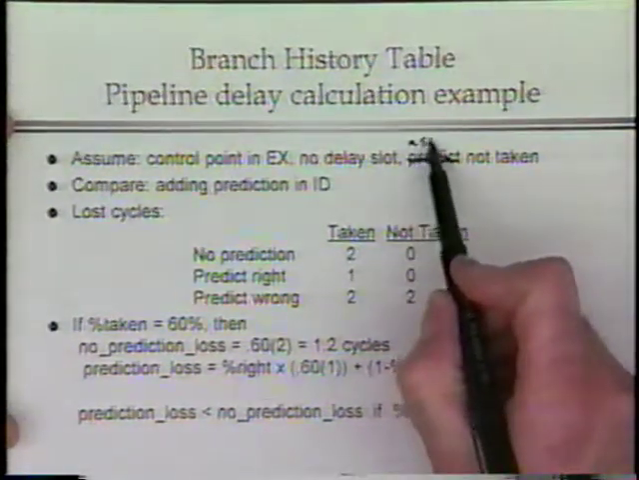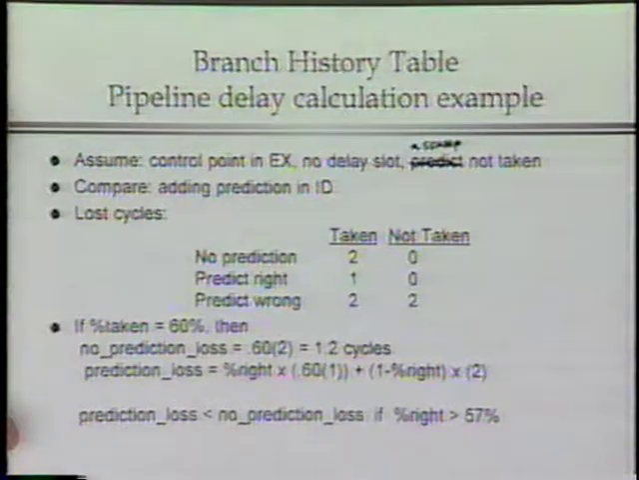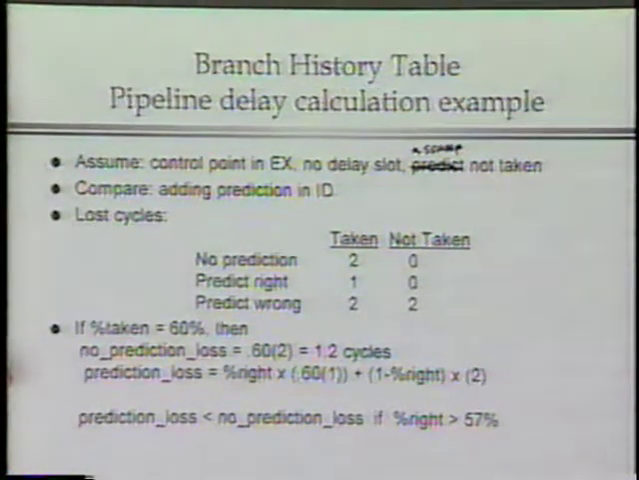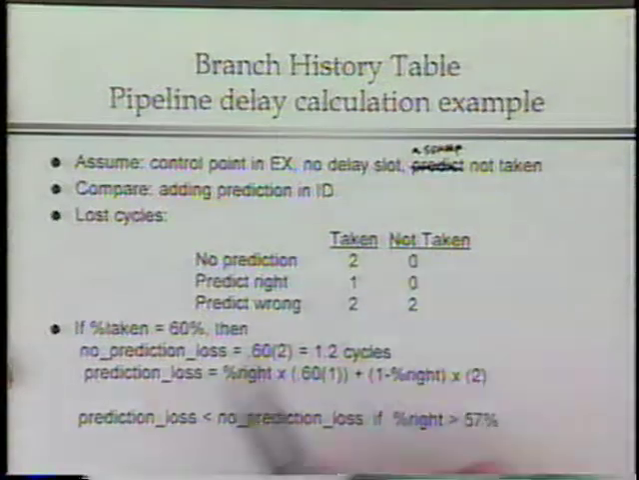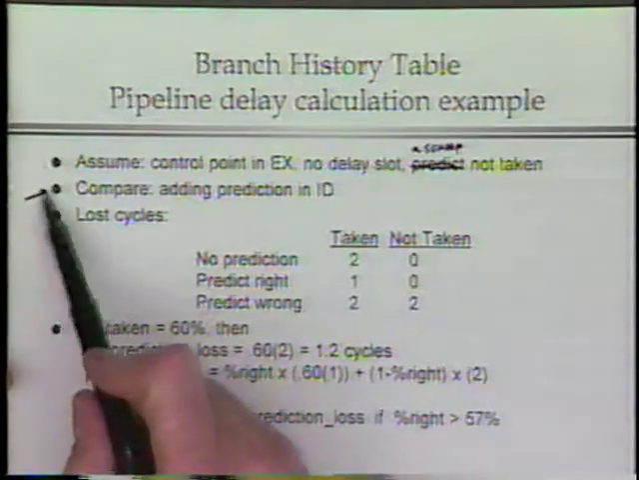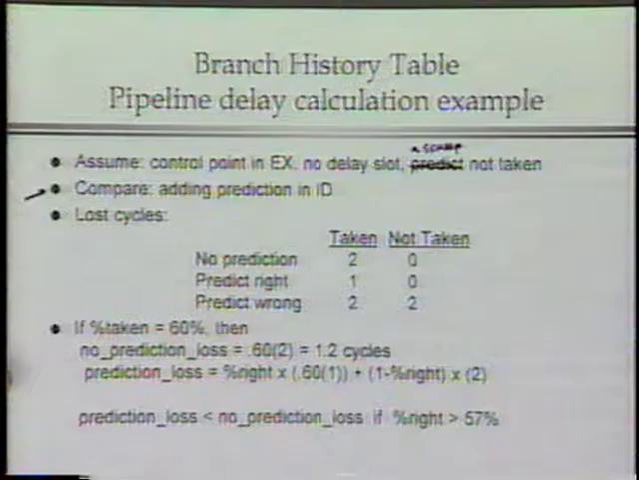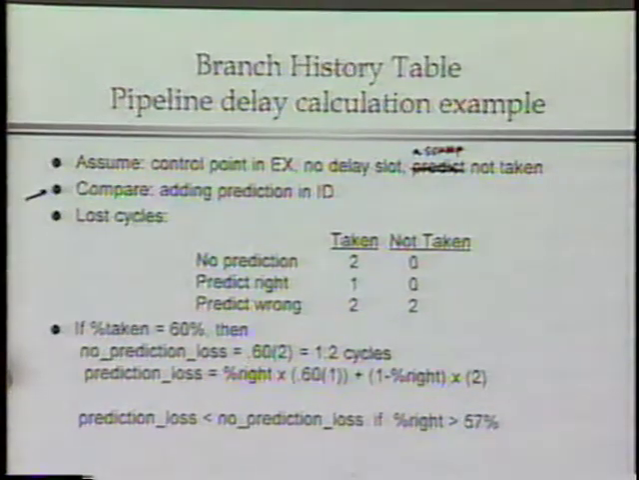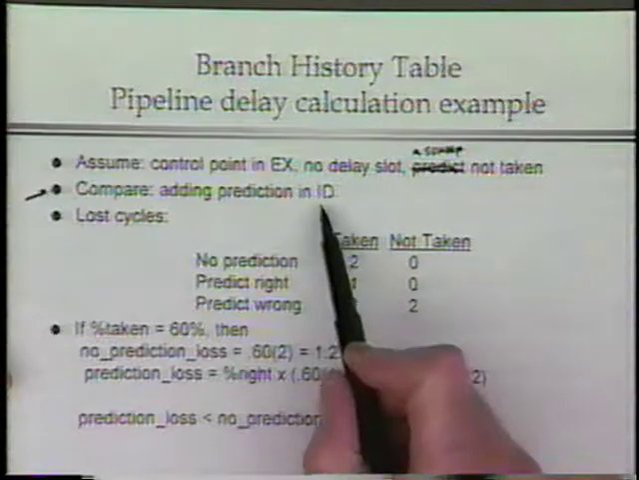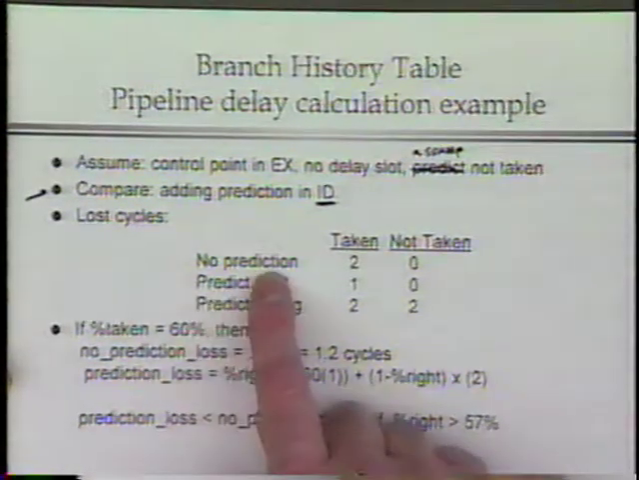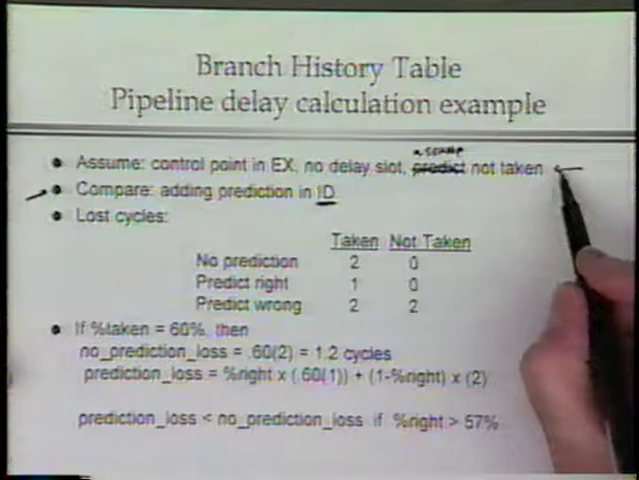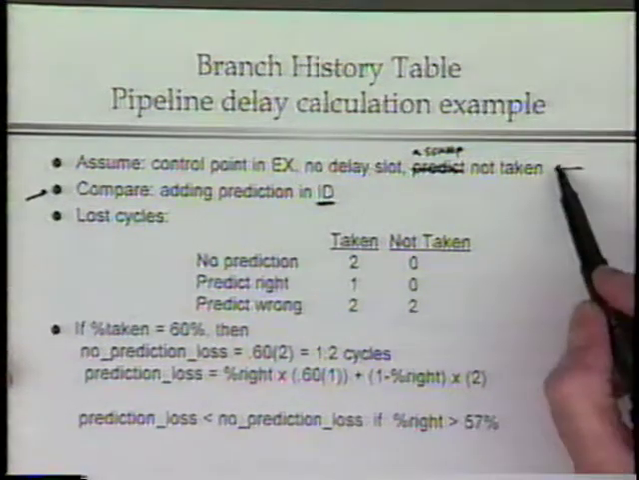Let's assume that the branch is not taken if we don't know anything else. Now let's compare that scheme, which doesn't do any branch prediction, it just does some static branch assumption, and see what effect we get by adding prediction in the ID phase. Remember, we want to get this branch history table to occur as early as possible, so ideally in the ID phase, and make our decision there.